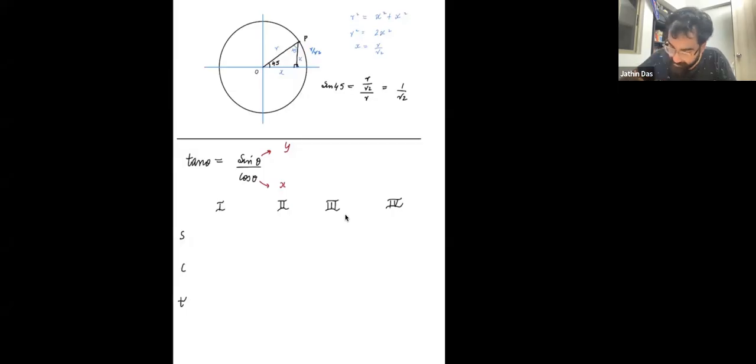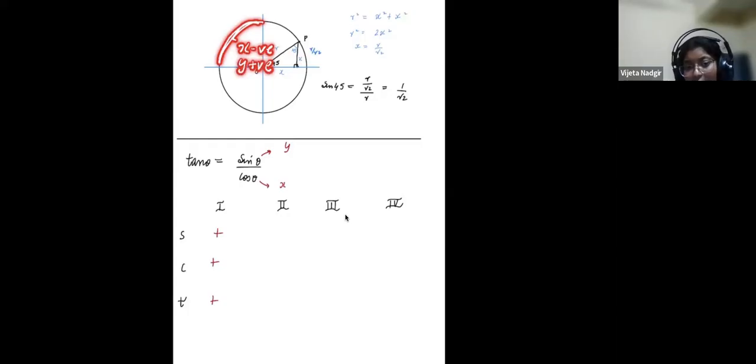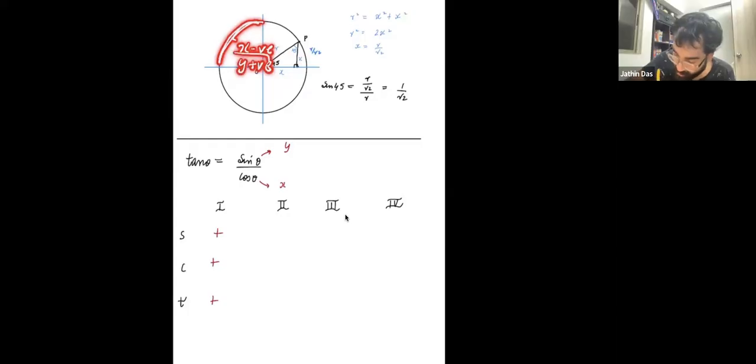Now, in the first quadrant x and y are always positive. So positive by positive is positive. So sine is positive, cos is positive. Tan also, it's a ratio of two positives, it will be positive. Now let us go to the second quadrant. In the second quadrant x is negative and y is positive. So where is x negative? X is depending on what? Cos. So cos will be negative in which quadrant? Second. Correct? If you know it, you'll be able to relate.